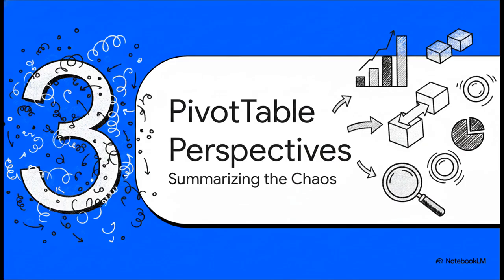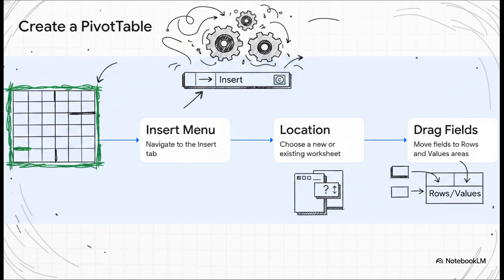Moving on to level 2, pivot table perspectives, summarizing the chaos. Once your data is clean, you want the big picture, right? Creating a pivot table is highly mechanical and actually pretty simple. Just select any active cell inside your data table. You can check the little white name box just below the ribbon to see your exact cell address. Then hit the Insert tab and choose Pivot Table. You pick your location and boom, a new pane opens up where you can drag fields into rows and values.